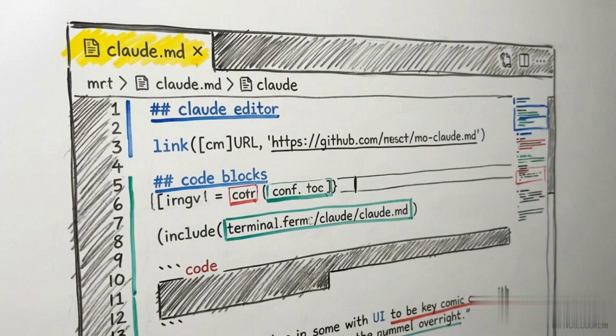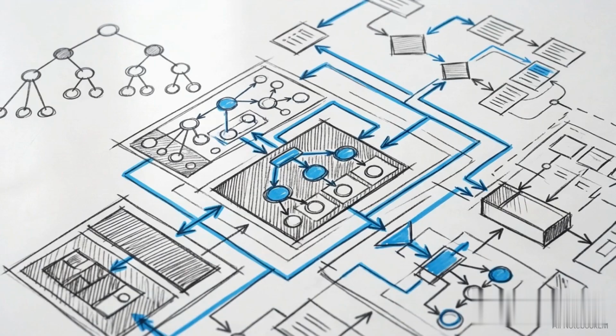Create a root file in your vault named Claude.md and paste in the provided template. This file contains the schema, the specific instructions the AI must follow when organizing your information.